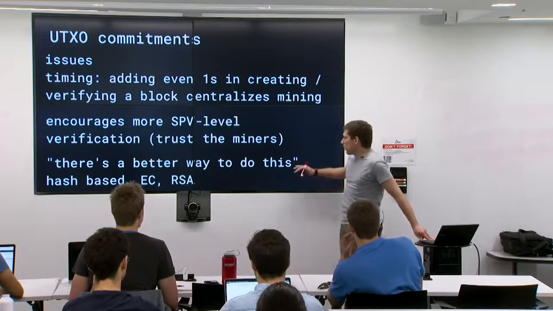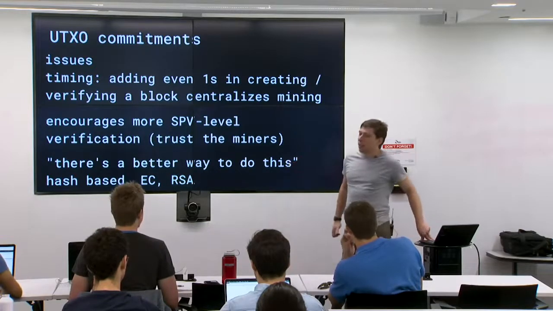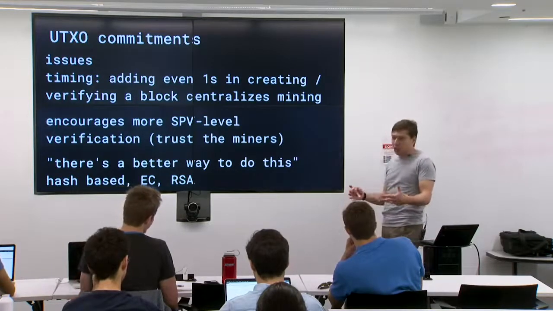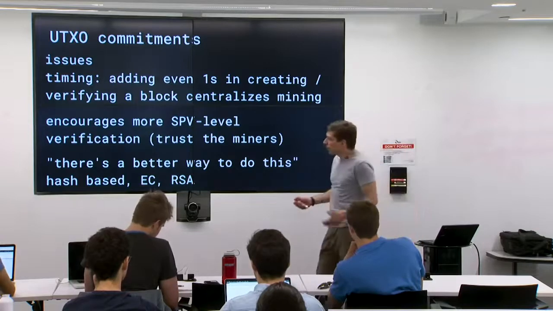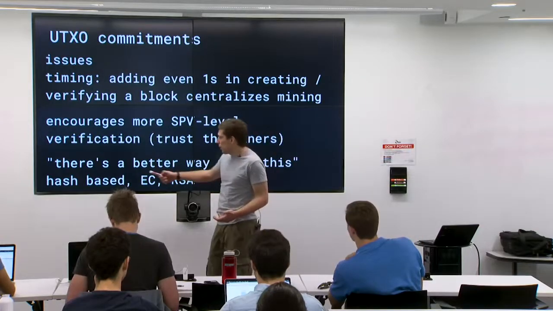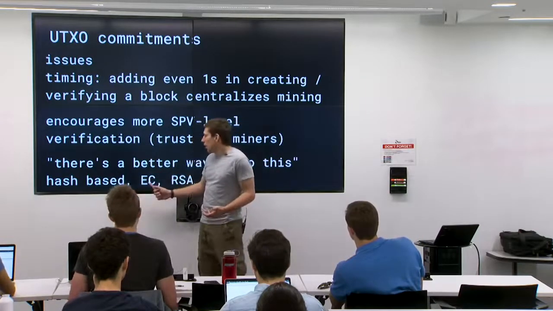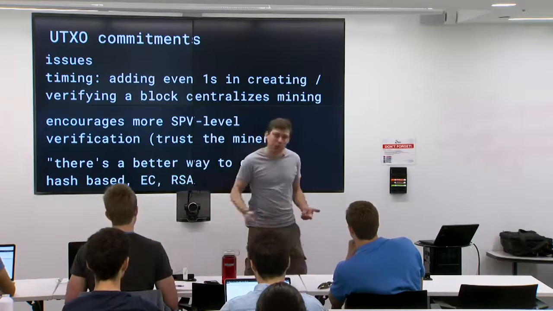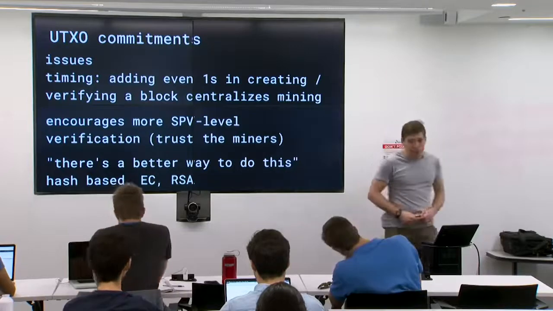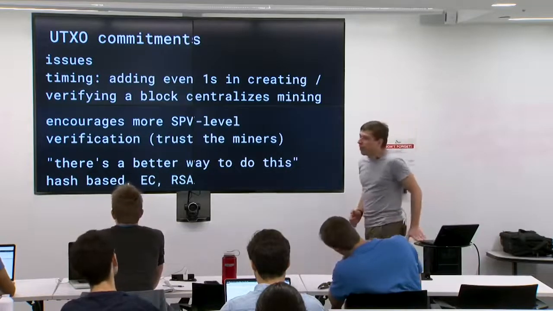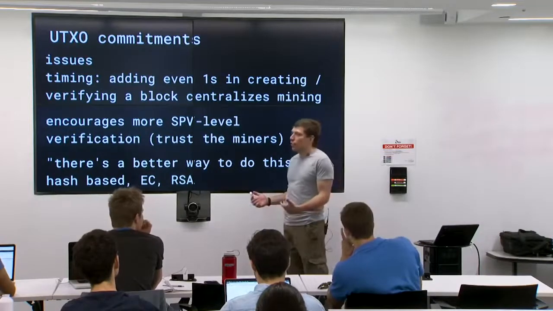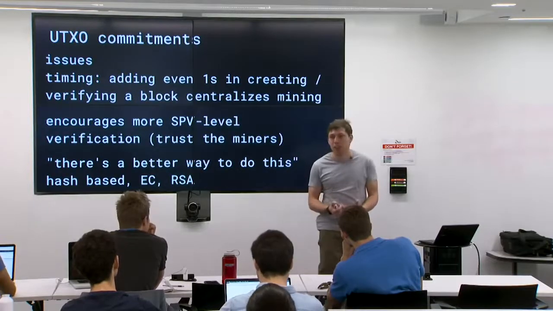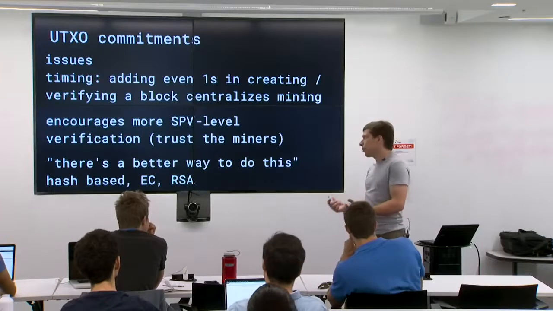Also, the biggest is probably, there's got to be a better way to do this. There are all these different ideas on how to do it, and they never seem to settle or converge on a single way. The three main ideas are hash-based UTXO sets, elliptic curve-based commitments, and RSA-based commitments. There's a lot of overlap with accumulators, in that the UTXO commitment could be the root or the hash of the accumulator itself, where you want to prove that something's in there or prove that something's not in there.